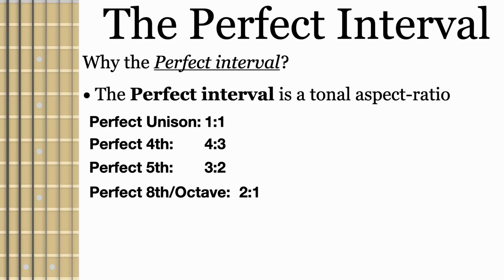We spoke about that. So this is why we call these intervals, right? The perfect 5th, the perfect 4th, perfect 8th octave, perfect unison, same note. But the reason that we call them perfects, and we don't really talk about perfects as a measurement of distance like we do with the augmented, the diminished, the major, and the minor, is because of this aspect ratio.